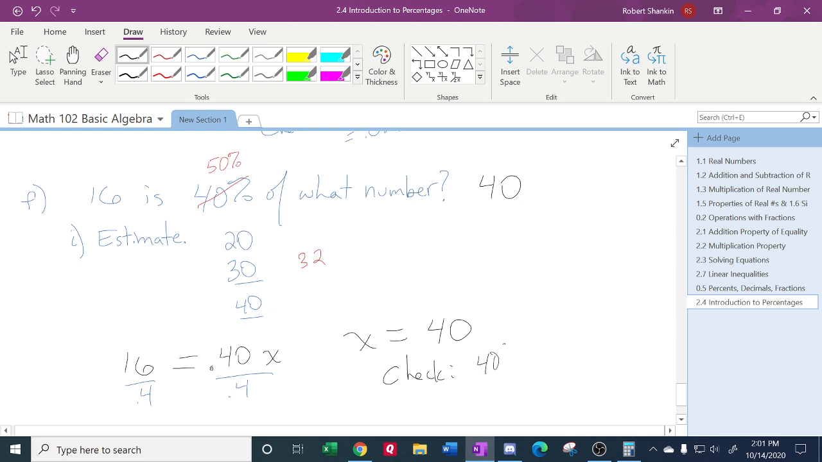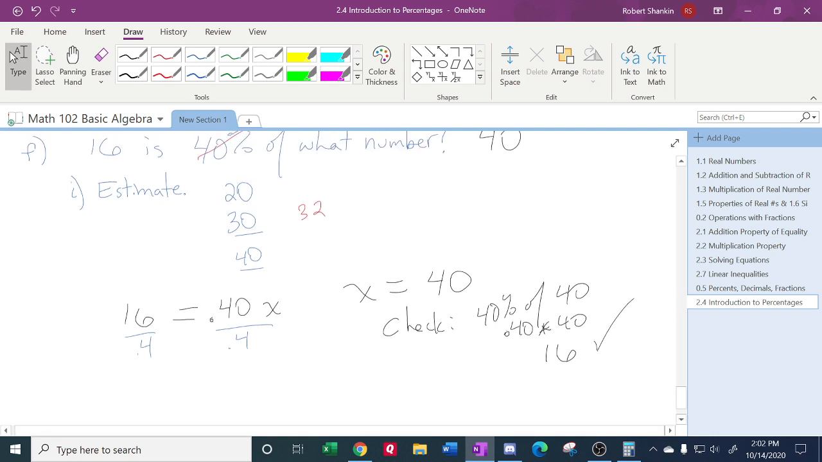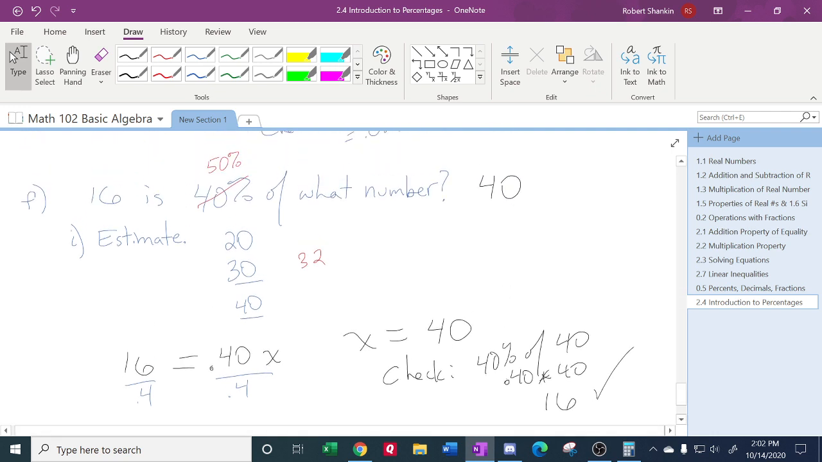40% of 40 is 0.40 times 40. Punch that out on my calculator and I get 16. So it does check. All right, any questions on this before I go on?